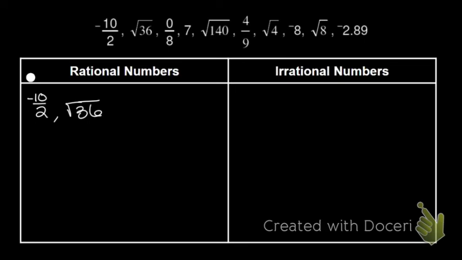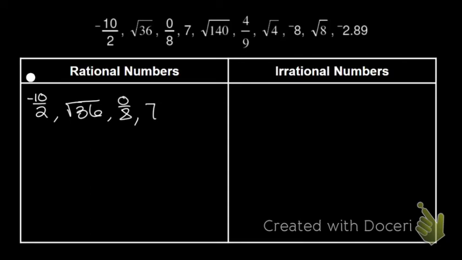Okay, 0 divided by 8. Anything with 0 at the top of the fraction is 0. So 0 is what we call a whole number, and whole numbers fall under that umbrella of rational. So we can put this one here, 0 over 8. 7 is a natural number. So 7 will go here.